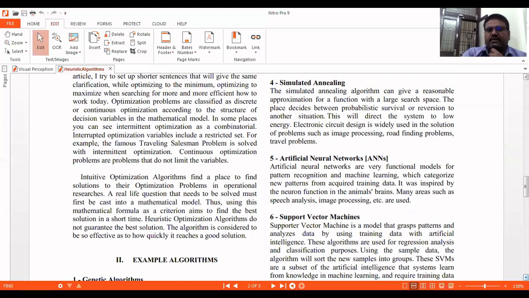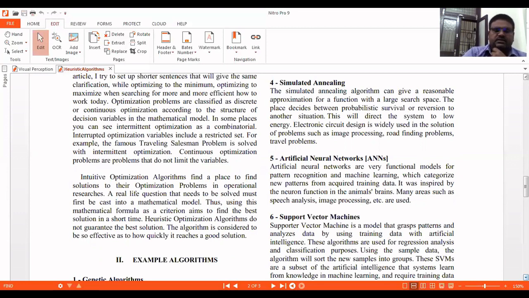And the fifth is artificial neural networks. Artificial neural networks are a very functional model for pattern recognition and machine learning, which characterize new patterns from required training data. They were inspired by the function of neurons in the animal brain, and are used very successfully in many areas such as speech synthesis, analysis, image processing, etc.